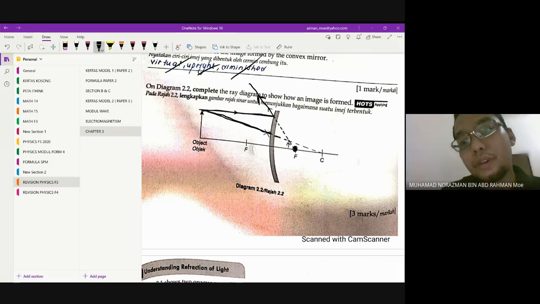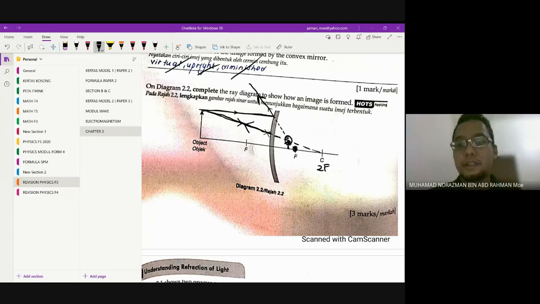So C is equal to 2F. Then dia kan patah balik. Dia pergi, dia patah balik. Okay. So baru ada 2 rule. But enough already. Why? Because we can see the intersection. Then we can draw the image. Okay, so 1, 2, 3 marks. Okay, if you draw lines but you don't draw the image, only 2 marks.